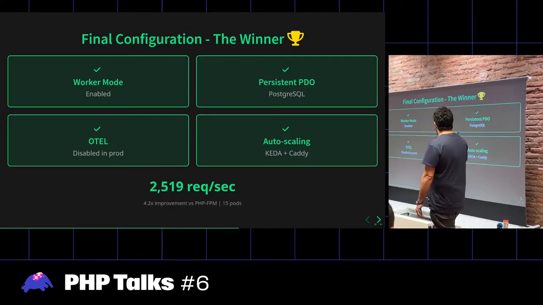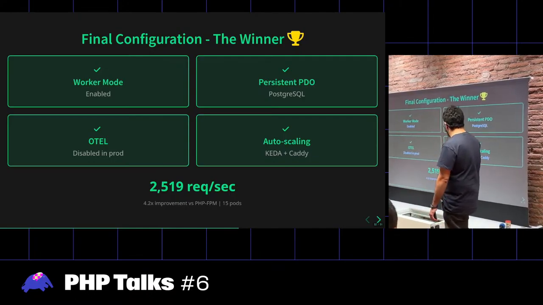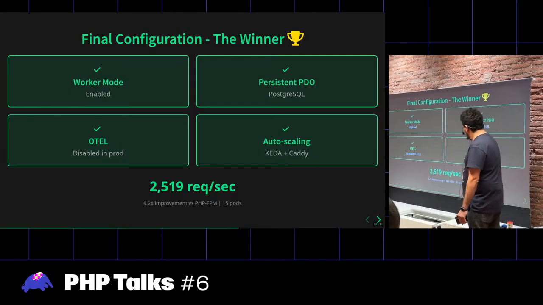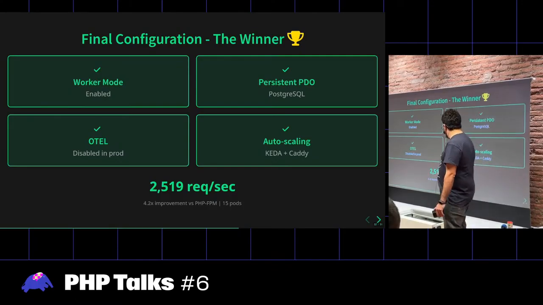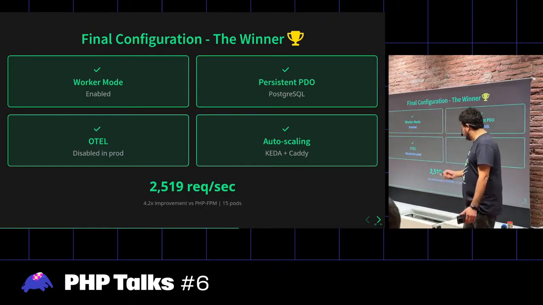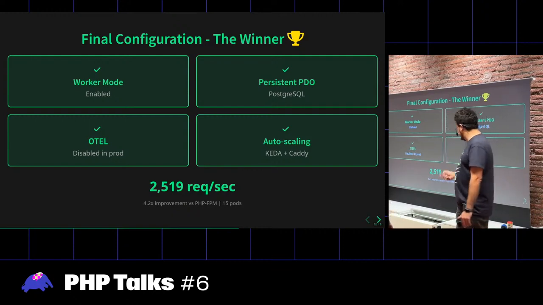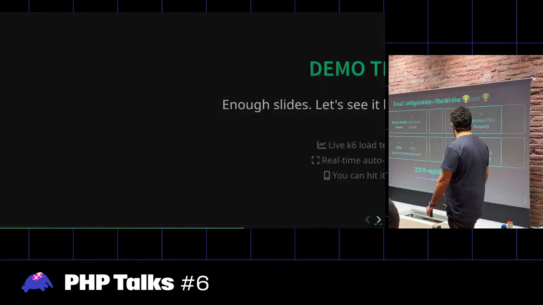So, final configuration: worker mode on, persisting, OpenTelemetry disabled, auto-scaling. And I get a 4.2 times improvement versus PHP-FPM. That is a lot, and it was really good. When I saw this number, it was like, wow. Impressed. I have only 15 pods, not too many. I could increase more, but I will explain later.